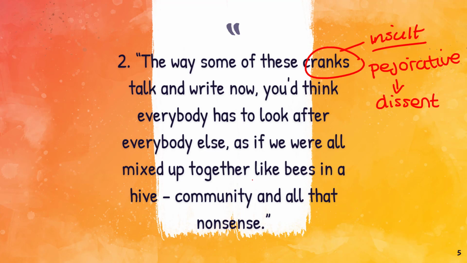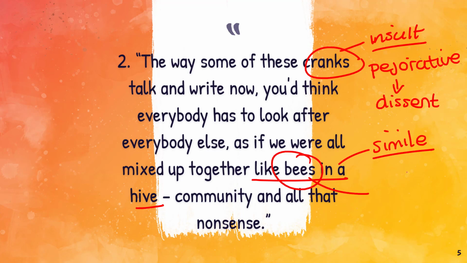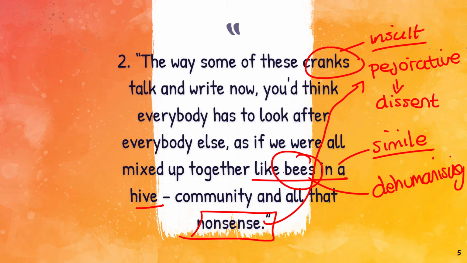He also uses the simile, like bees in a hive, to describe people being mixed up together, okay? Technique there is a simile. It's kind of dehumanizing, isn't it, because he's likening humans to worker bees. If you think about what bees do, all together in a hive, there's a queen, and then all the rest are sort of serving her, really. And he labels community and all that nonsense. Again, the nature of this is pejorative. It's very negative. So it's a really good quote to be able to pick apart in terms of techniques.